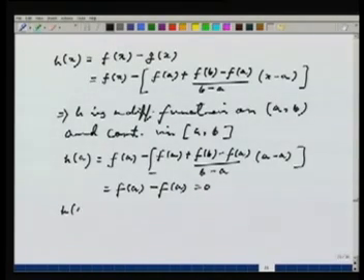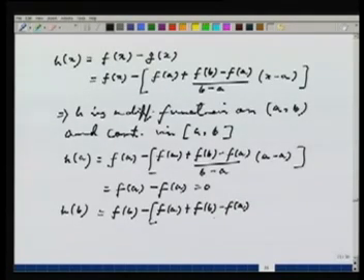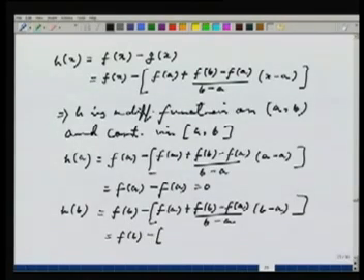Now I look at what is h(b). That again by definition is f(b) minus f(a) plus (f(b) minus f(a))/(b minus a) into (b minus a), which is f(b) minus f(a) plus f(b) minus f(a), which is 0.